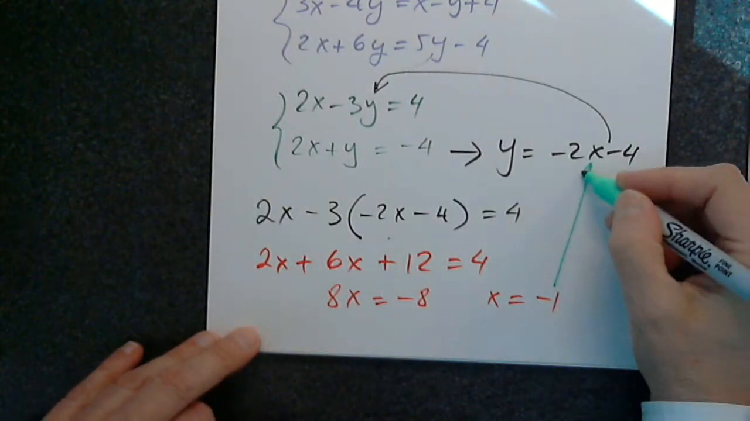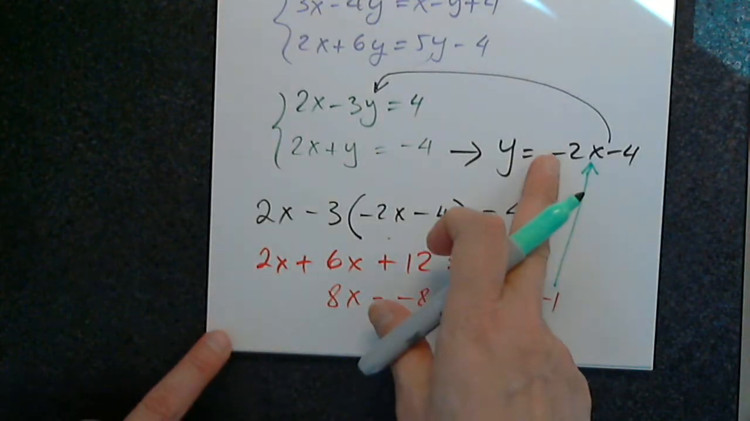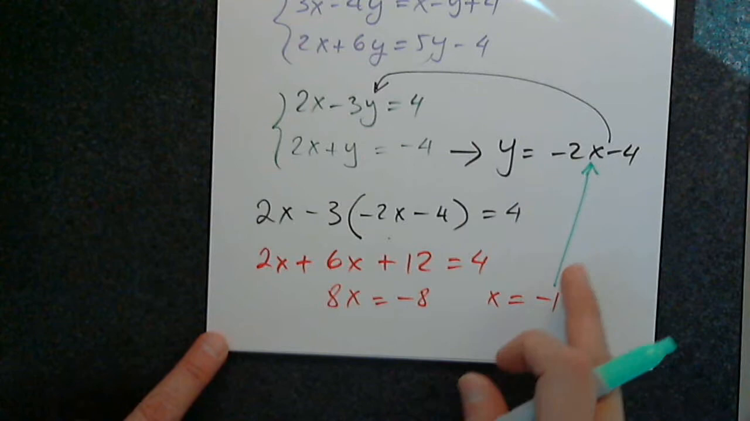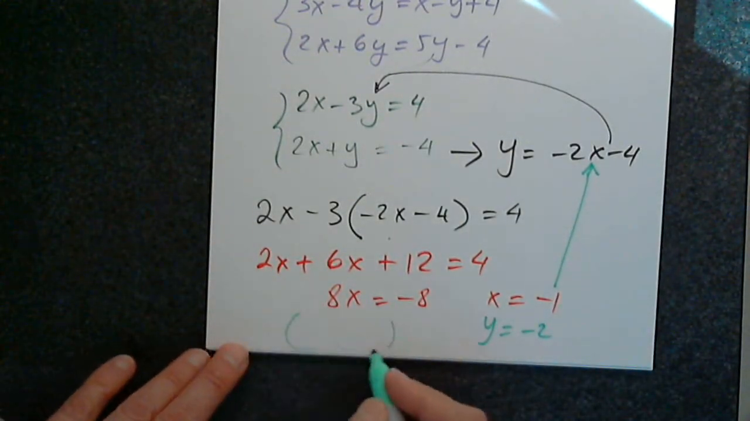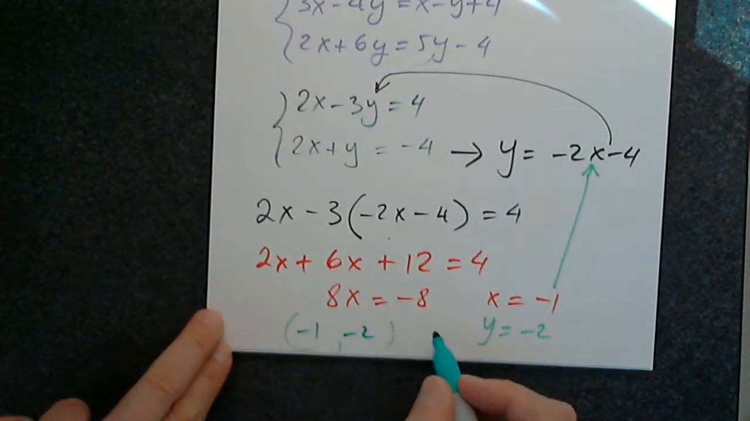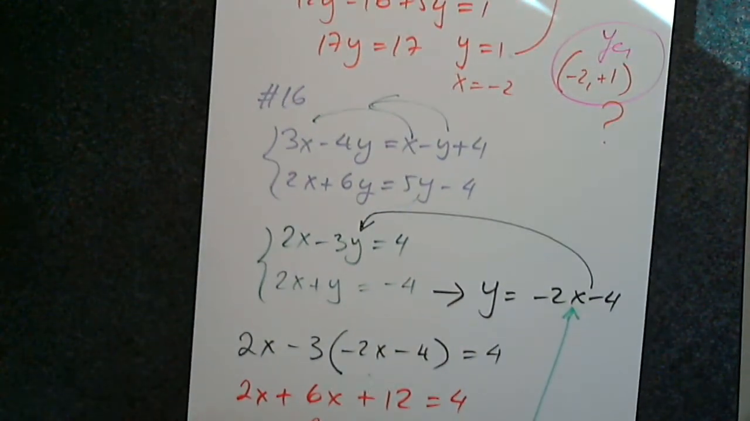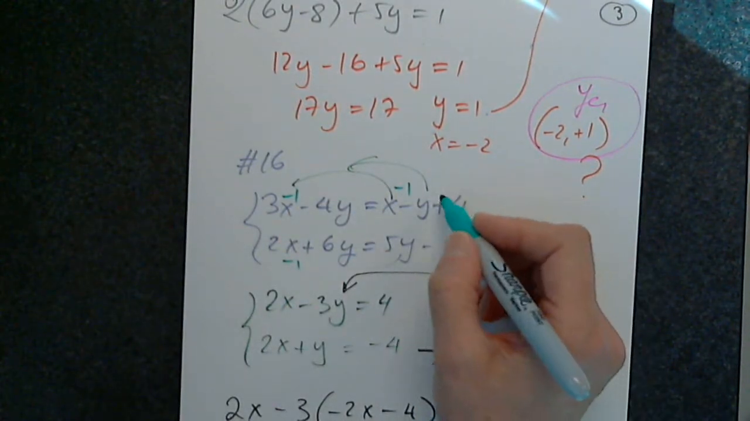So now all I have to do is replace x to get y. Replace x by -1. -2 times -1 is 2, and 2 minus 4 is -2. It appears, I'm not sure, but it appears that the solution is -1, -2. I don't know. I'll go back. Yes, -1, -2.